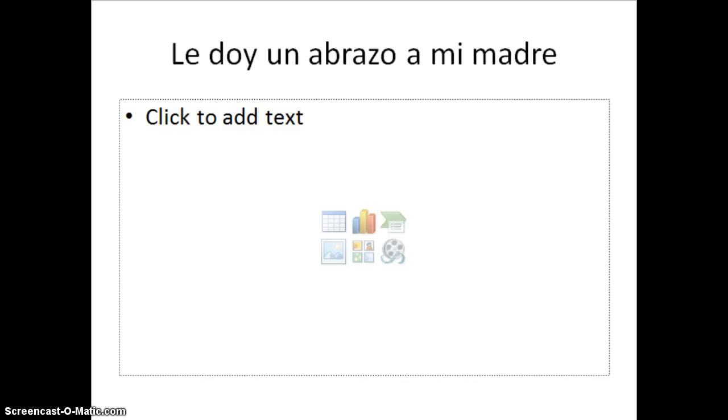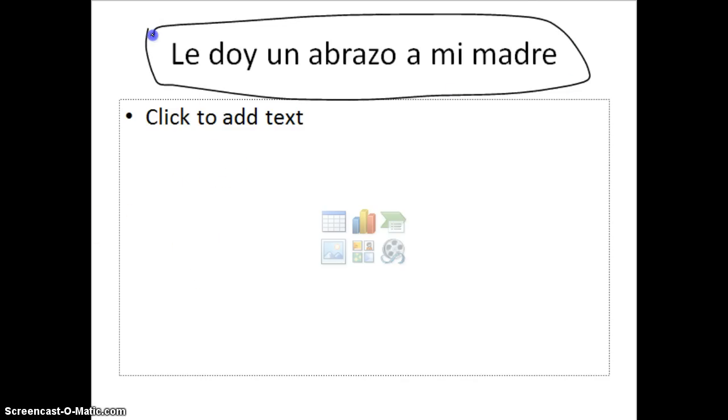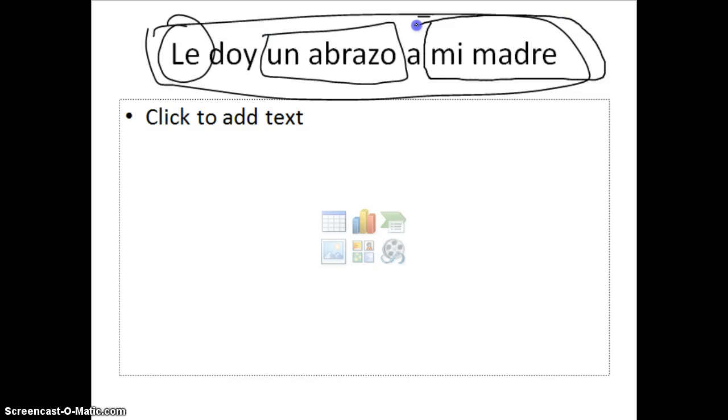Alright, so let's try to figure out our sentence. So we have le doy un abrazo a mi madre. So now we're going to rewrite the sentence using an indirect object pronoun. Now, I already told you that this le here corresponds to the indirect object of the sentence, so that already gives away what we're going to use, but let's see if we can figure out what it's talking about. Alright, so I give a hug to my mom. Okay, so un abrazo is what is being given, so that's the direct object. And then who is it given to? My mom. So we know that mi madre is the indirect object.